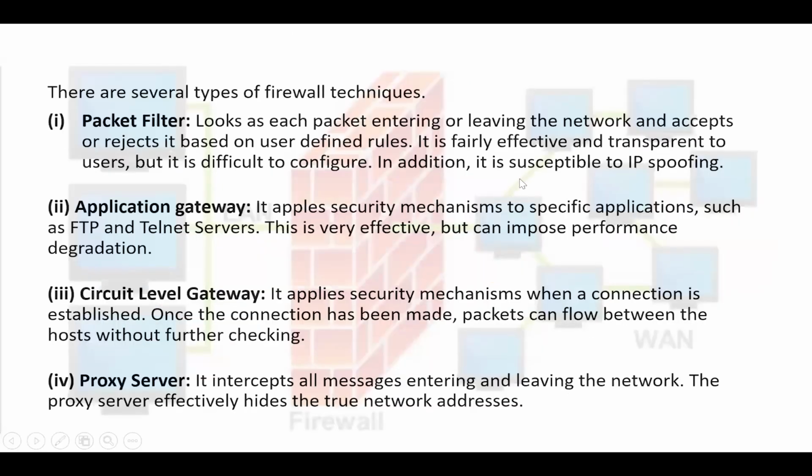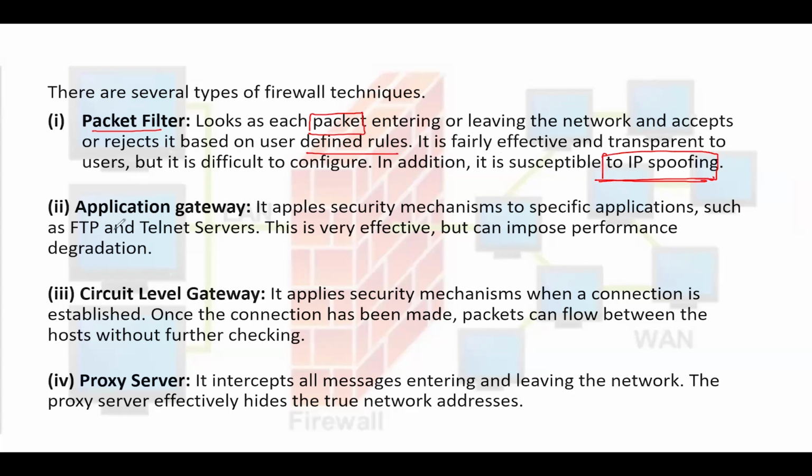There are different types of firewalls. The first one is a packet filter. It looks at each packet. We have learned already what a packet is. It is data entering or leaving the network, and the filter accepts or rejects it based on user-defined rules. It is fairly effective and transparent to users, but it is difficult to configure. In addition, it is susceptible to IP spoofing. Spoofing is a kind of hacking.